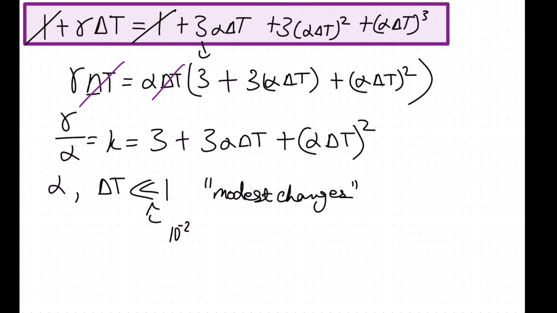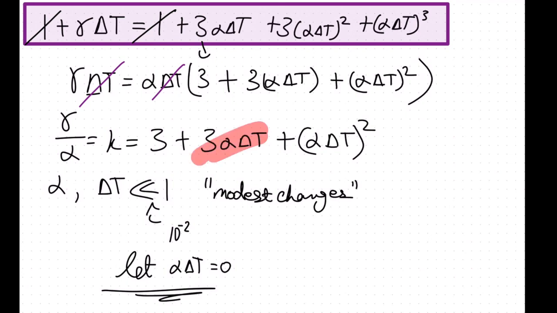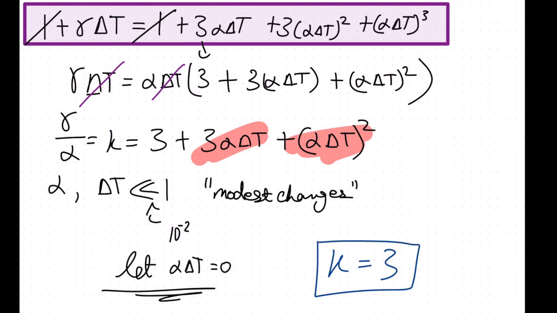we can let alpha delta t equal to 0. What this would do is give us a numerical approximation for the value of k, and as you probably would have guessed, this gets eliminated, this gets eliminated. So we're left with the simple answer, k is equal to 3. And that is the answer to the first question on the British Physics Olympiad 2020 round 2.